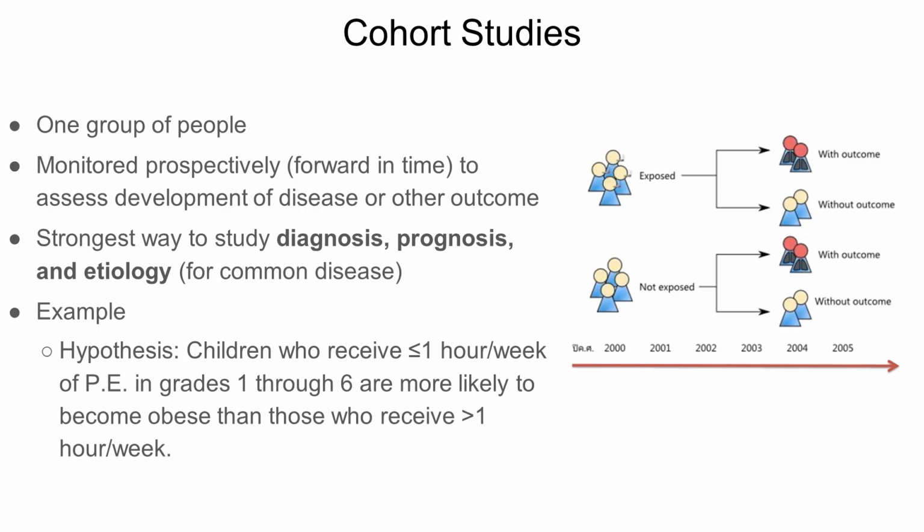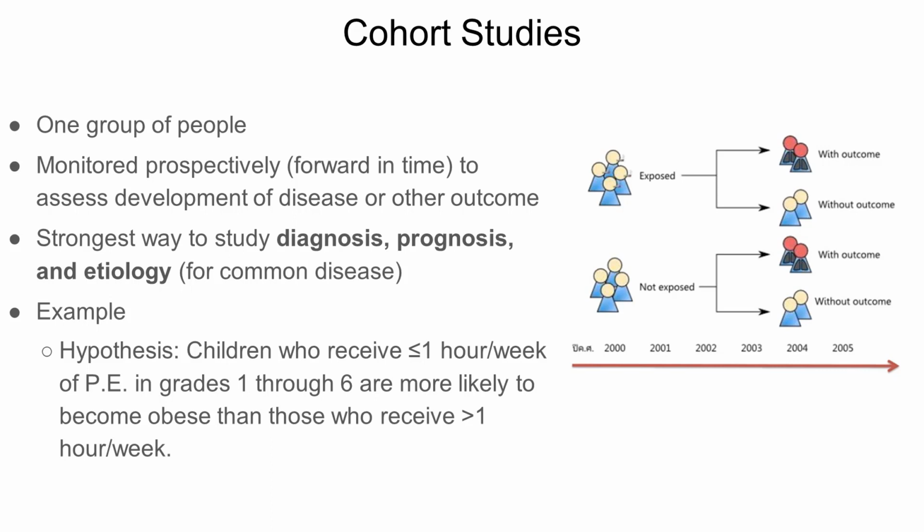The hypothesis is children who receive less than 1 hour a week of physical education in grades 1 through 6 are more likely to become obese than those who receive more than 1 hour of PE a week. If you look at the picture of the cohort study diagrammed on the right-hand side of the slide, what happens here is there's one cohort of individuals. Some individuals received PE for more than an hour a week. Those would be the exposed, starting in the year 2000.